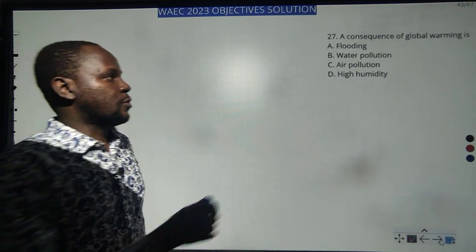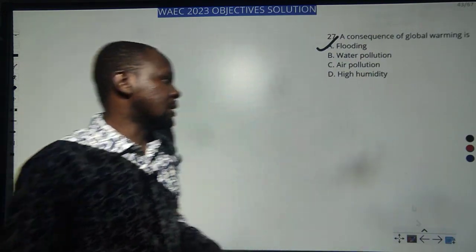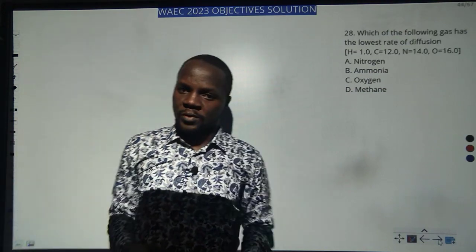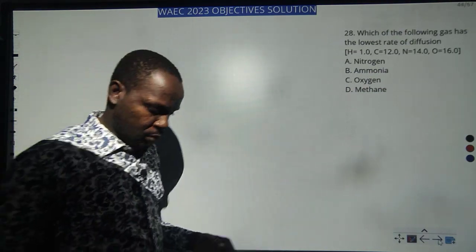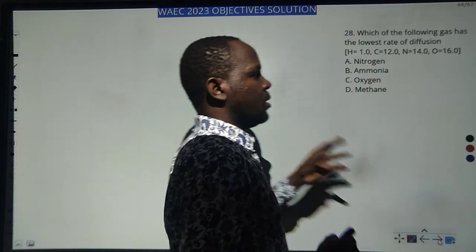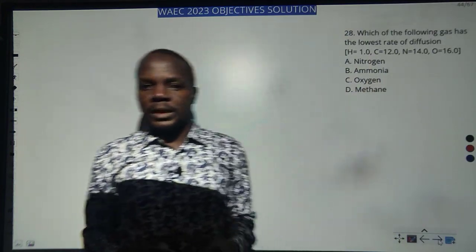Now, a consequence of global warming, popular question. Flooding, no time. Next one. Flooding is a consequence of global warming. Which of the following gases has the lowest rate of diffusion? Kinetic theory of gases, Graham's law of diffusion.